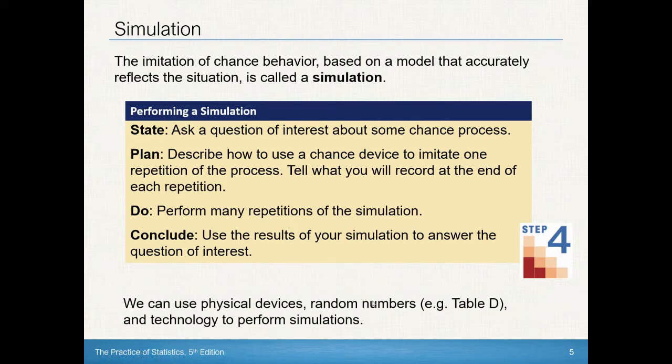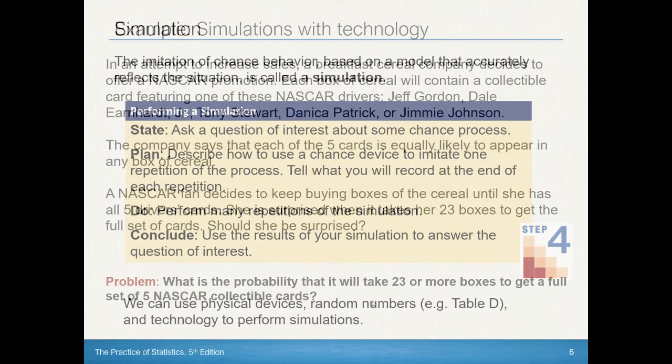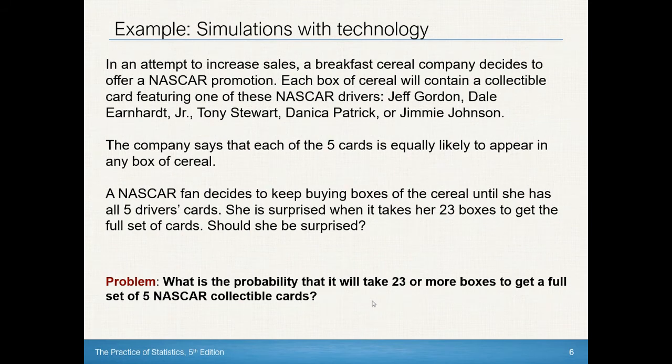So we can use physical devices, actual random numbers like table D. It could be technology. Like I said, coin flipping, cards, whatever. All right. So here's an example of simulations with technology. We're actually going to talk a little bit about the random number generator right here. And I may be able to have your calculator with you because I may actually walk you through how to do that real quick on the calculator.